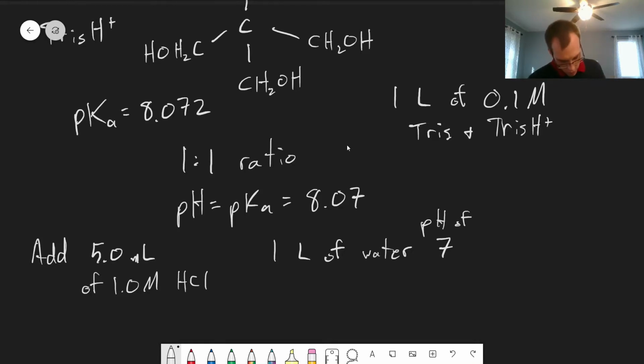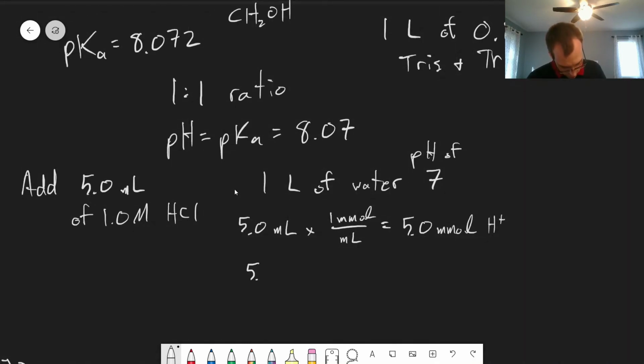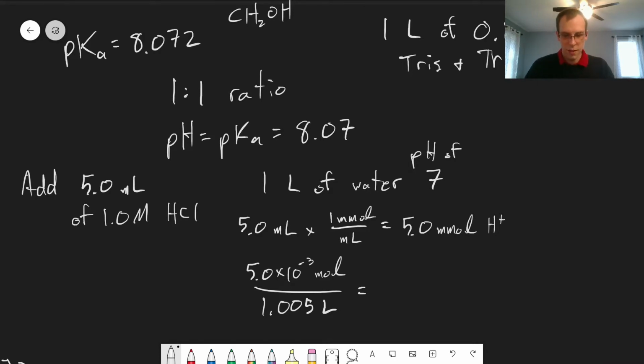We assume neutral pH. So let's see, 5 milliliters times 1 millimole per milliliter means that we'll have 5 millimoles of H plus and chloride. All right. And so that 5 millimoles, 5.0 times 10 to the minus 3 moles, will be dissolved in 1.005 liters. So from that we can find the concentration of H plus. Now with no buffer, obviously we should get a quite acidic solution. So 5 times 10 to the minus 3 divided by 1.005 gives us a concentration of H plus, which is 0.00498 molar.